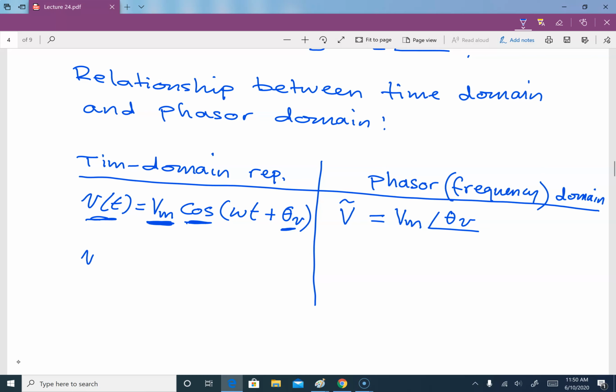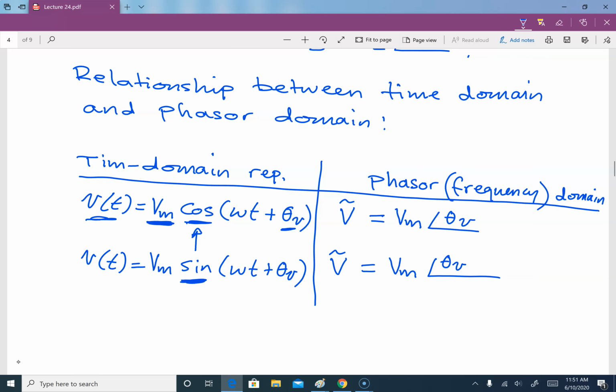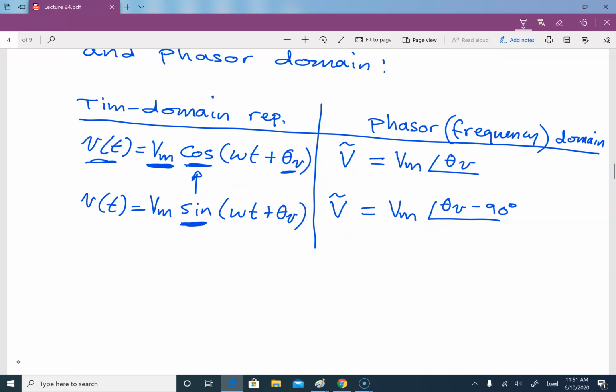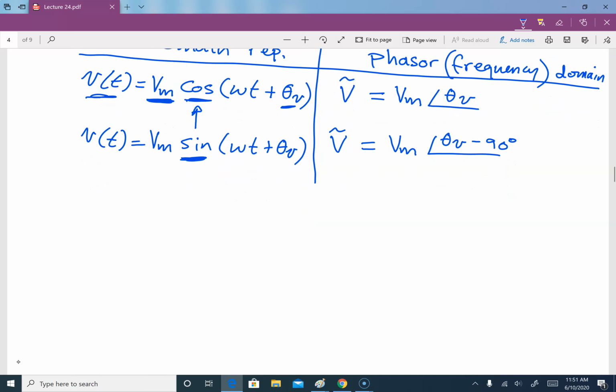And if our v of t is given as Vm sine omega t plus theta v, then our phasor V, since this one is given in sine, I have to convert it to cosine. To convert it to cosine, we have to subtract 90 degrees. That means our representation will be Vm, which is the magnitude, and then our angle theta v minus 90 degrees. So these are the time domain and phasor domain equivalents.